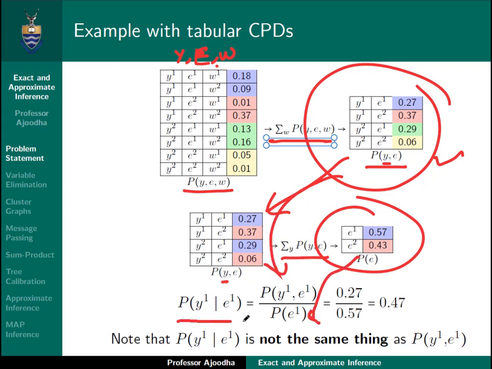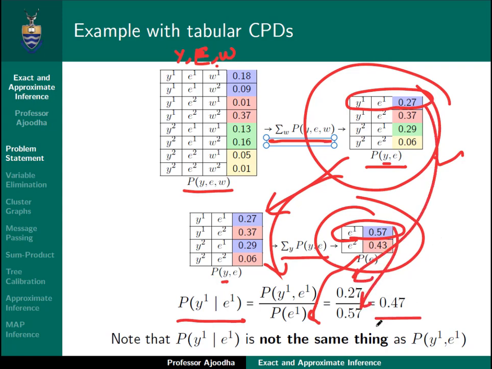So if I want to calculate the probability of Y1 given E1, then that is equal to the probability of Y1 and E1, which is this one over here, 0.27, divided by the probability of the evidence, which is E1, 0.57. I put this number at the top, and I put this number at the bottom. I divide them, and I get 0.47, and that becomes the posterior probability of Y1 given the evidence E1.